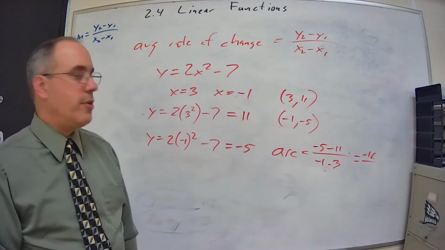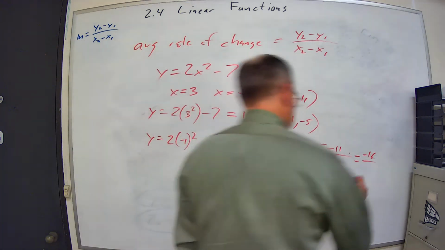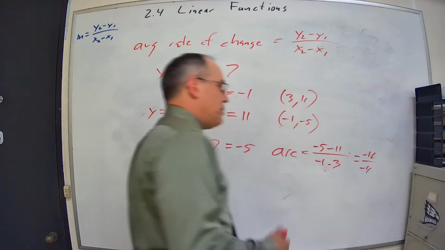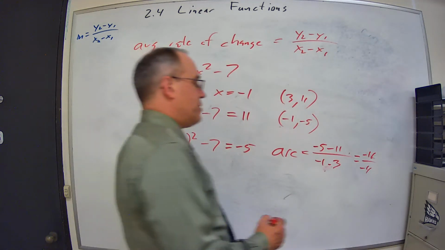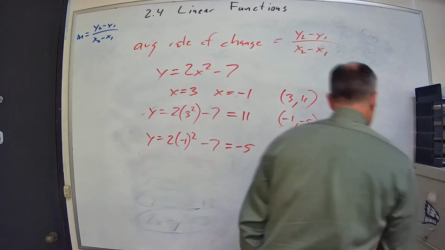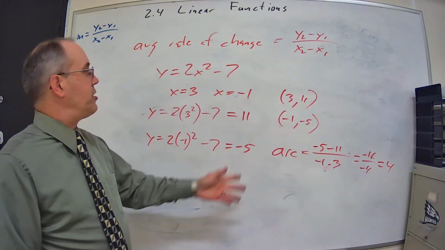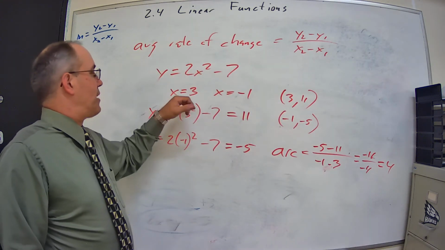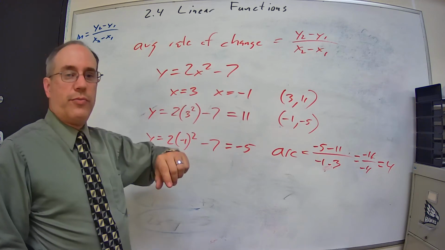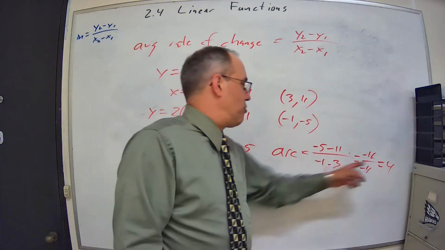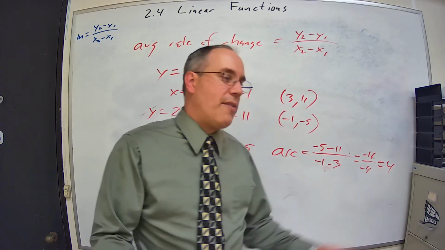Negative 1 minus 3 is negative 4. Negative 16 divided by negative 4 is positive 4. So our average rate of change for this function from x equal to 3 to x equal to negative 1 is 4.